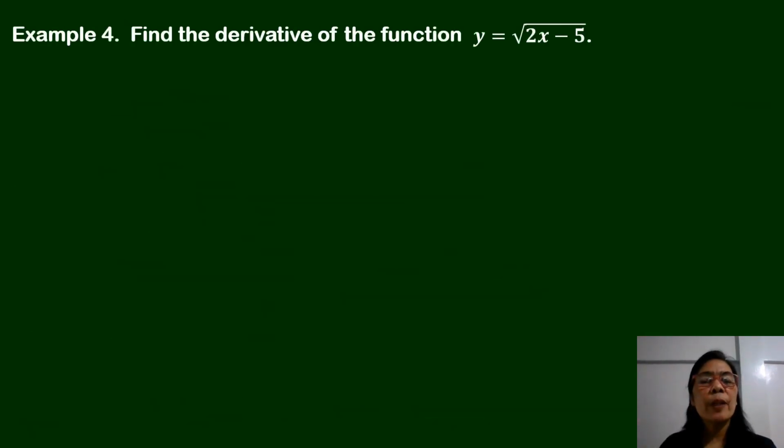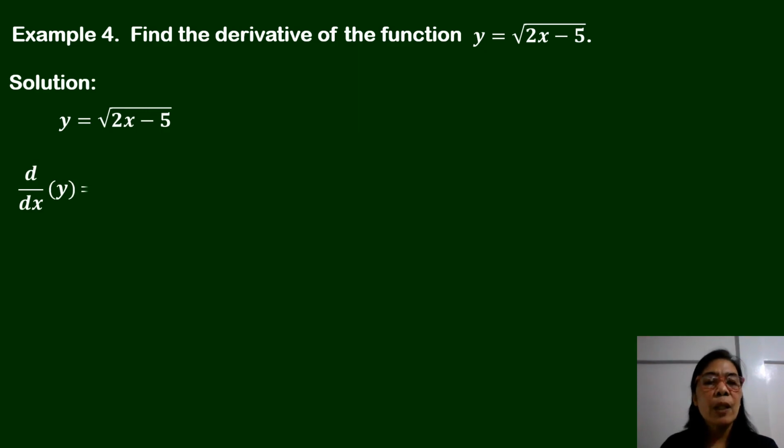Let us solve another example. Find the derivative of the function y is equal to the square root of 2x minus 5. So again, we start our solution by finding the derivative of the left member with respect to x. Find also the derivative of the right member with respect to x. So the derivative of y with respect to x is written as dy over dx.